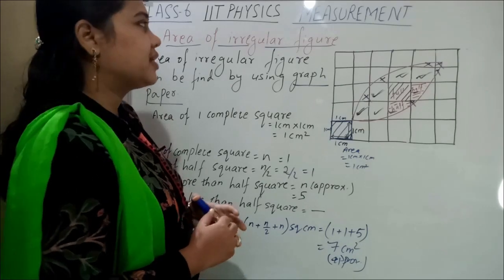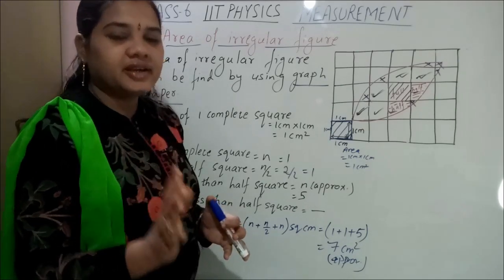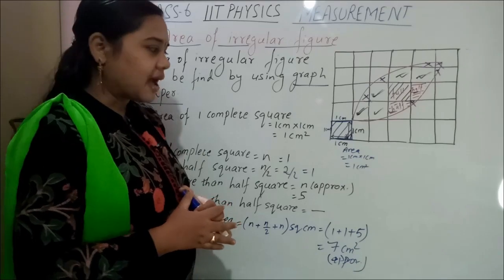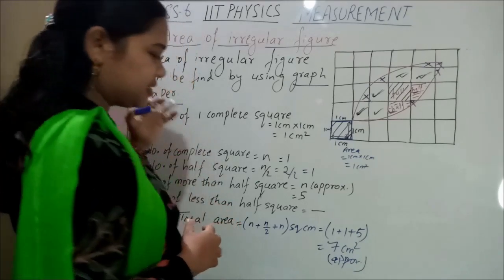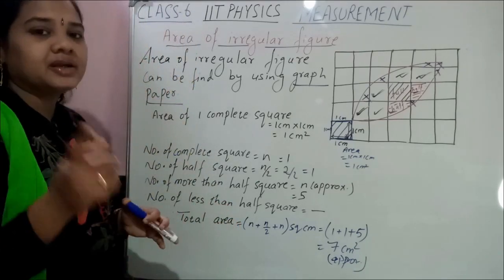Clear? So like this we can find out the area of an irregular figure. Clear? I hope you understood. Okay, please write down this, that graph paper.